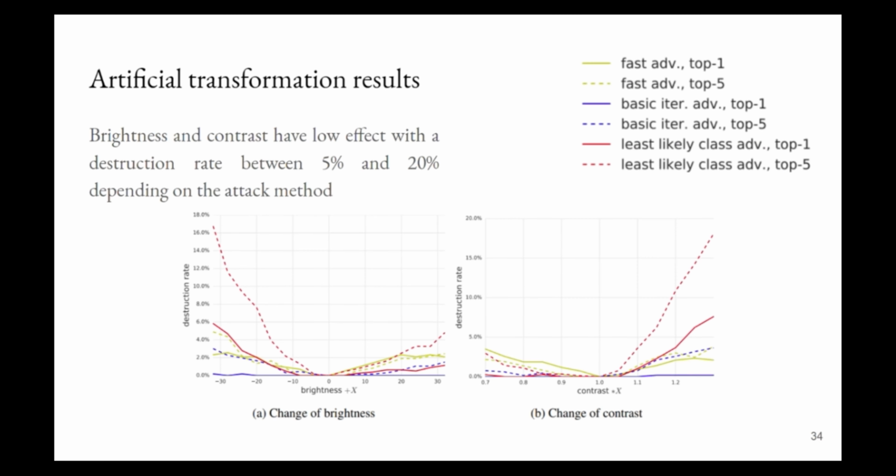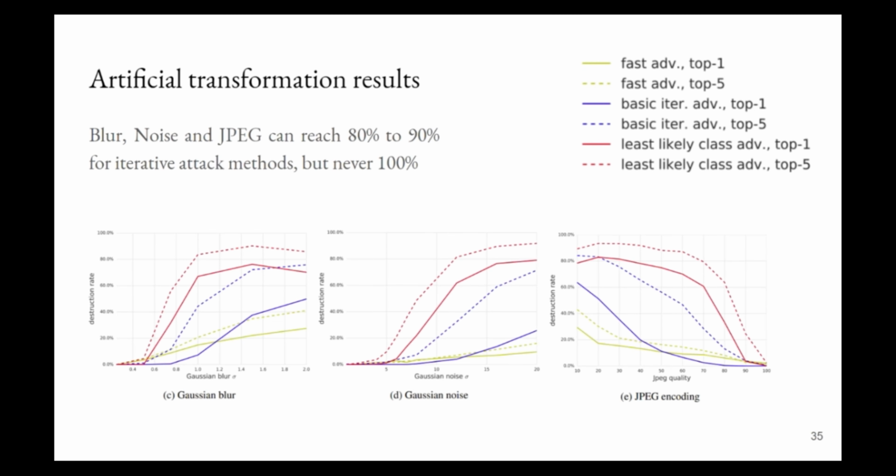When looking at the brightness and contrast, we can see that the effect is very low, with a destruction rate between 5 and 20% at most, depending on the attack method. The blur, the noise, and the JPEG encoding have much more significant effect, and the destruction rate can reach 80 to 90% for iterative methods, and we can also see that the fast method still performs better.